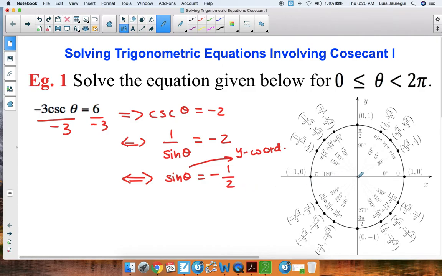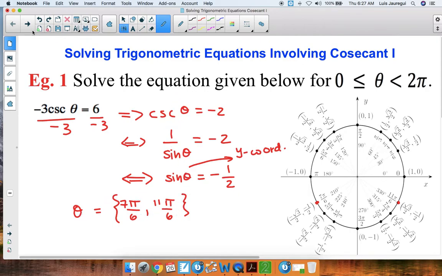So we take a look at the y values here. Where do we have a y-coordinate of negative 1/2? It happens to be here. And if we were to reflect this one across the y-axis, it also happens to be here. So the angles for theta that will make this a true statement happen to be 7 pi over 6 and also 11 pi over 6. Therefore, the solutions to the described equation are 7 pi over 6 and 11 pi over 6.